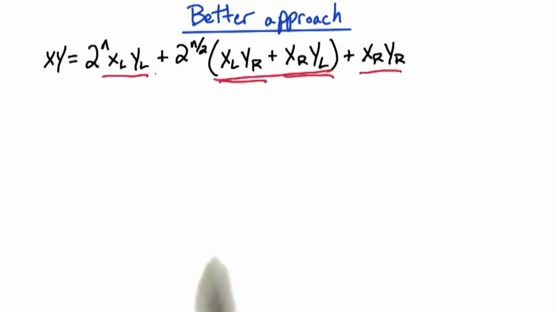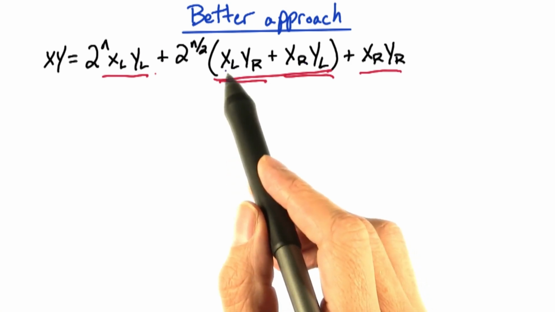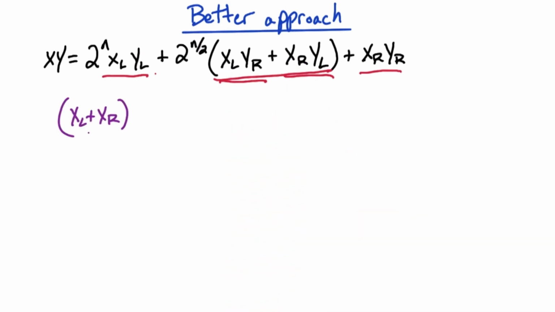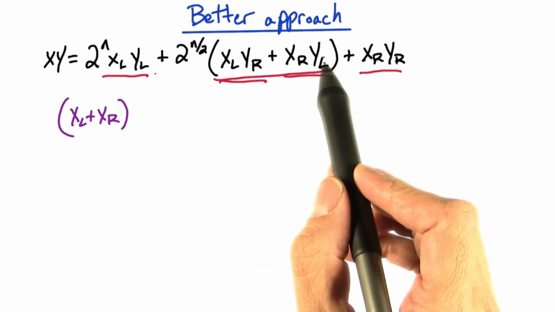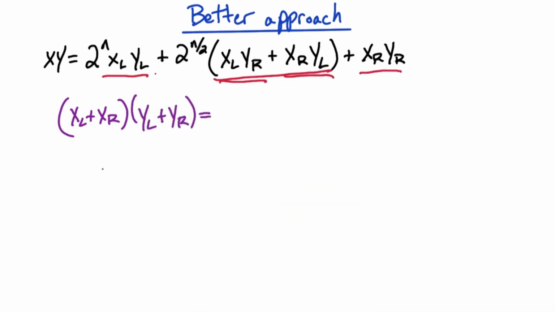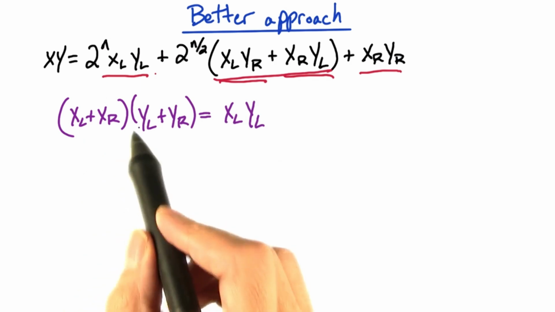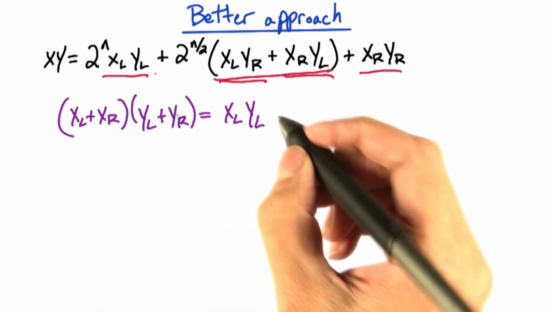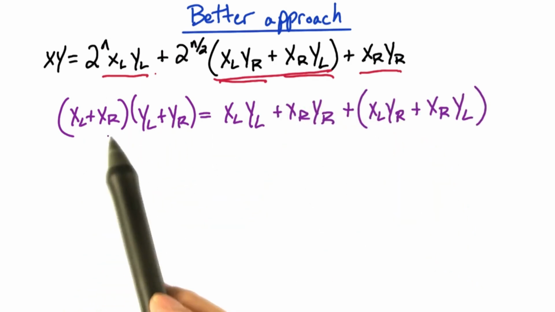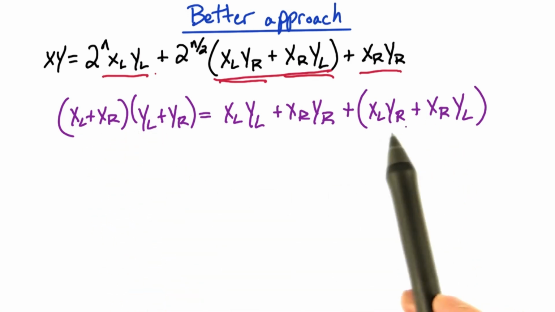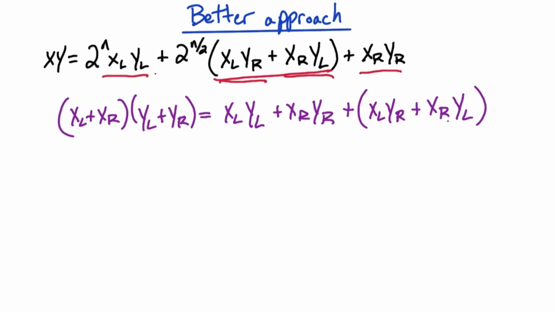Well, we think of these as cross terms again. On one side, we're going to have xl plus xr. That's one quantity. The other quantity is going to be yl plus yr. When we expand this out, we get the following: xl times yl, xr times yr, and finally we get xl times yr and xr times yl. Now our goal is to compute this sum, so let's solve for that.